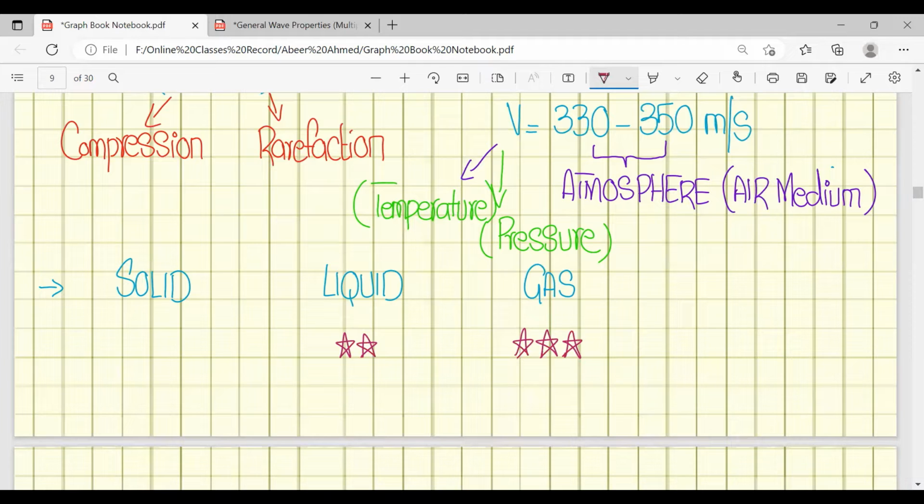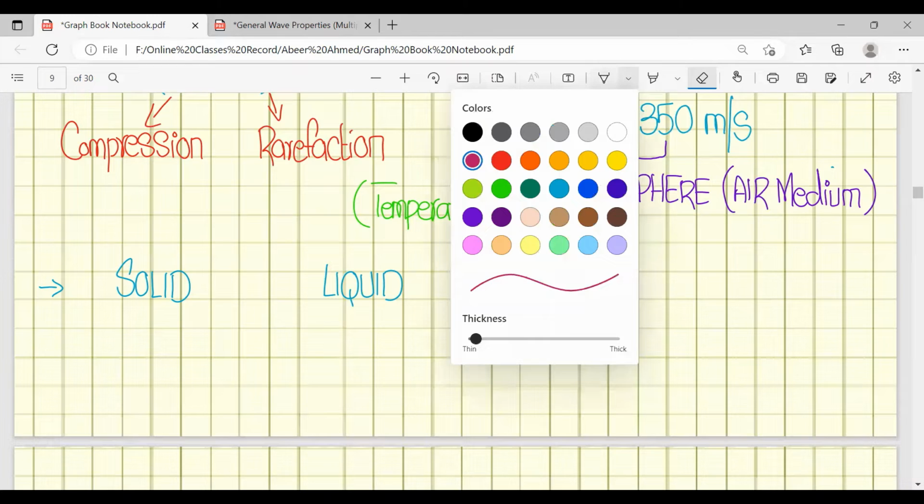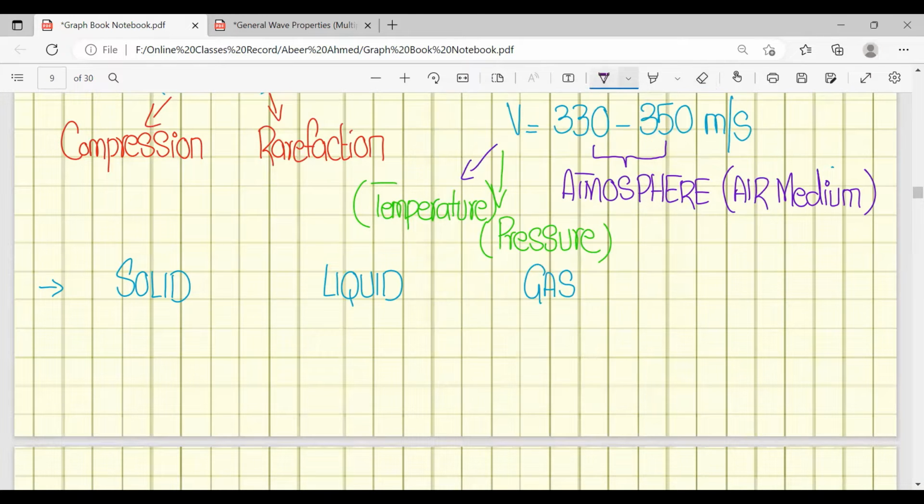Okay, if we discuss the solid, solid got only 1 star, right? So this is your assumption that sound might travel fast in gas and slowest in solid, right? Okay, but in the actual or real scenario, there is something different in the speed of sound related to these values. And what is the difference?